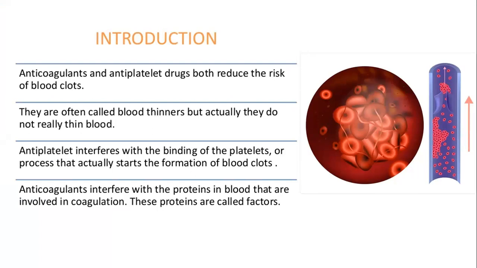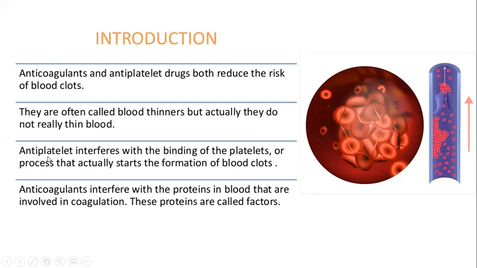Okay. So in the last class, I talked about the introduction about anticoagulants, what is anticoagulant and what is antiplatelet. Anticoagulants interfere with the process of blood clotting. It does not allow the blood to clot. And antiplatelet drugs interfere with the binding of the platelets, so they do not allow the platelets to be active. They do not allow the action of the platelets to start, and therefore it will not allow the blood to clot.